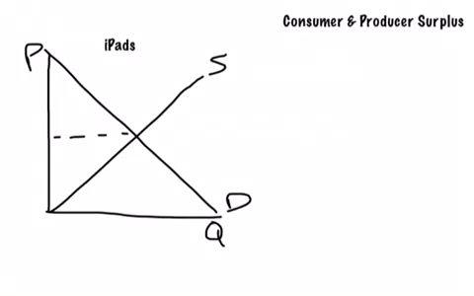Now, we focused a lot on this idea of equilibrium price, the agreed upon price that consumers and producers come together at. So let's say in our market for iPads that is $500. That only really tells part of the story though.